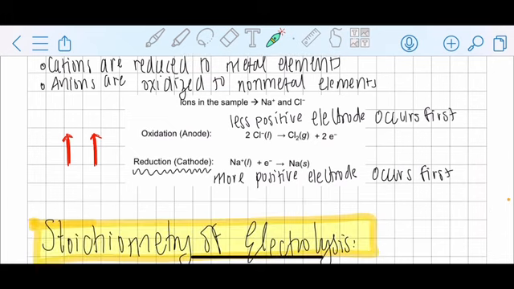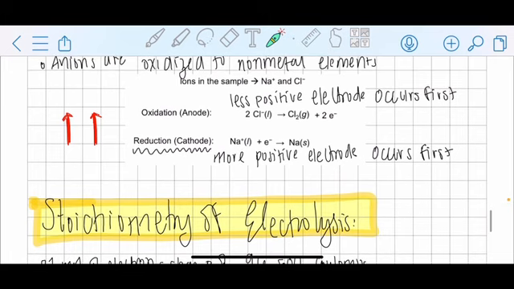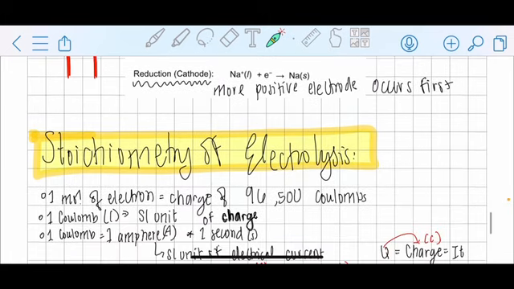The less positive electrode has the oxidation, the anode, occur first, and the more positive has the reduction, the cathode, occur first. And it's important to remember that.